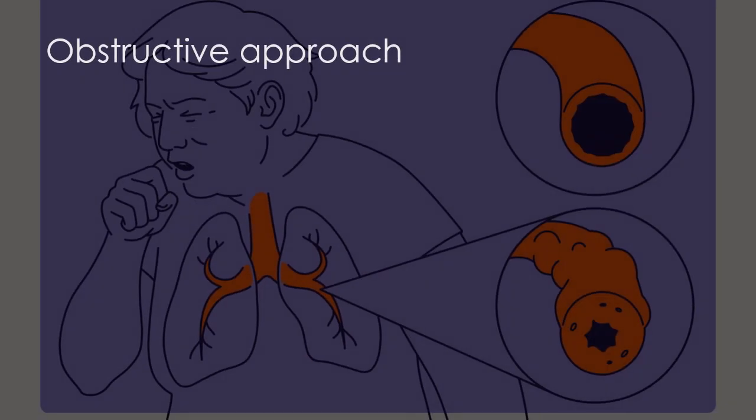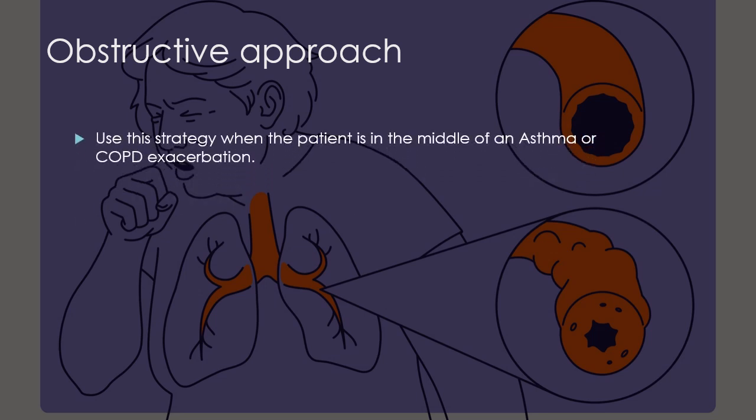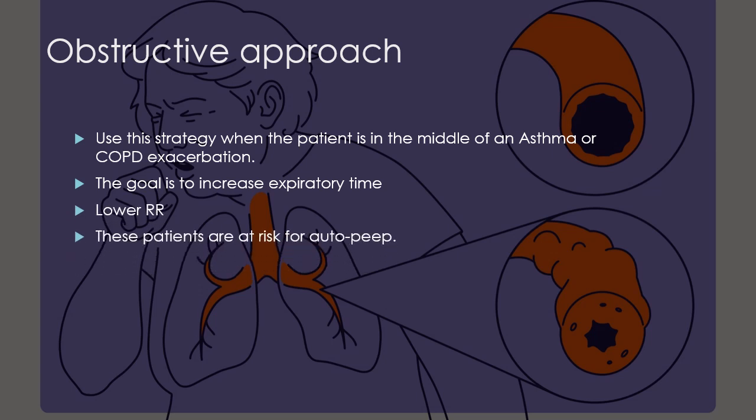So for any patient who you are having to intubate due to a history of COPD or asthma, you want to apply an obstructive approach. An obstructive approach, basically, you're allowing the patient more time to exhale. And the reason why you want to allow them more time to exhale is because they're very high risk for auto-PEEP. So auto-PEEP is essentially breath stacking. So as you're giving them a volume, before they've even completely exhaled, they're already receiving another volume.